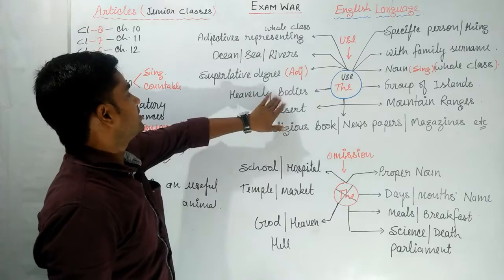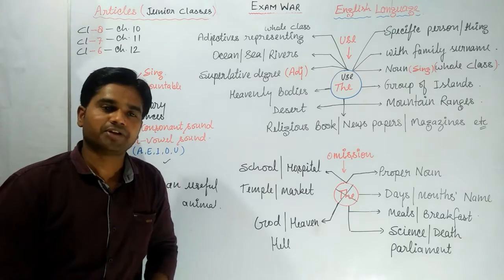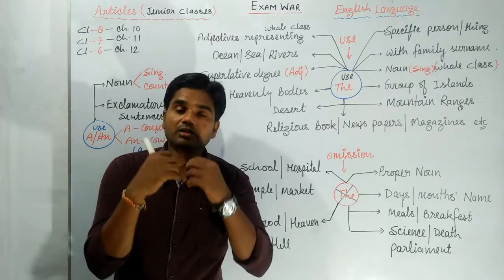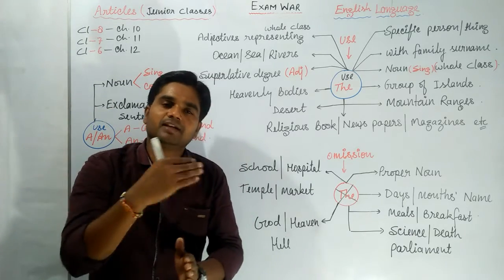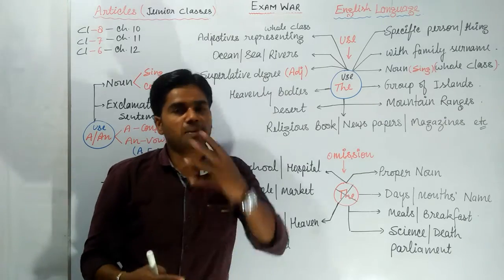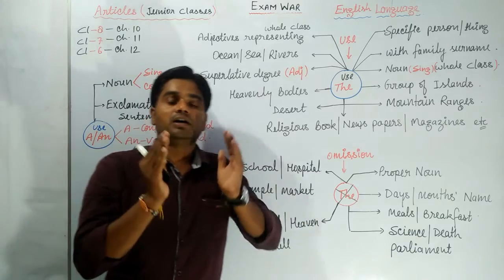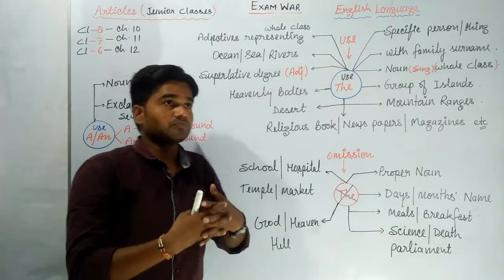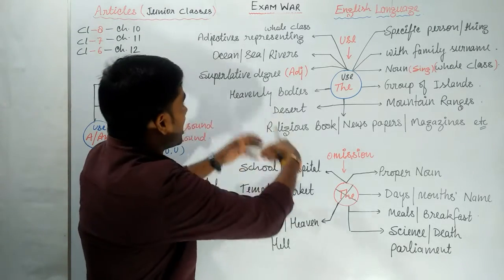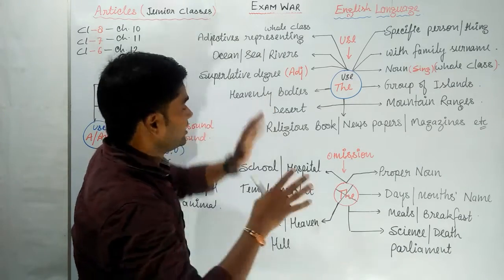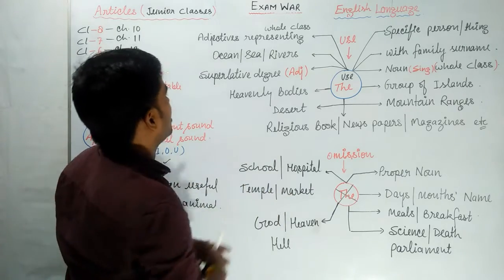Then heavenly bodies, we also use article the before heavenly bodies. Now what are heavenly bodies? Dear students, all the bodies present in the sky are called heavenly bodies, like the sun, the star, the moon, the Mars, the Venus, the Jupiter, the Saturn, the asteroids, the meteors, sometimes the Saptarishi also, which is a constellation of stars. So we use article the before heavenly bodies, like the Milky Way. The Milky Way is also called the Akash.